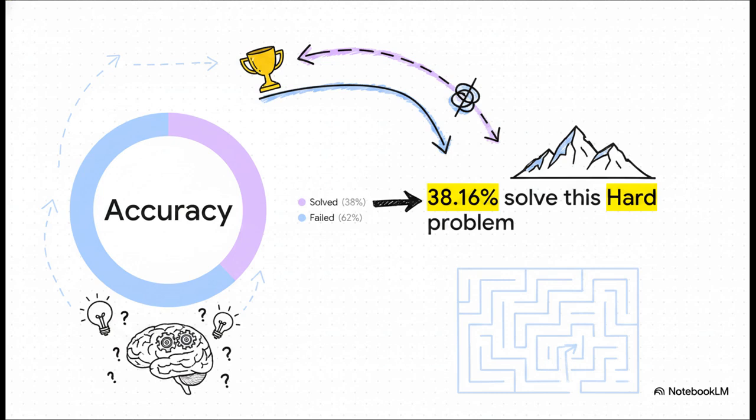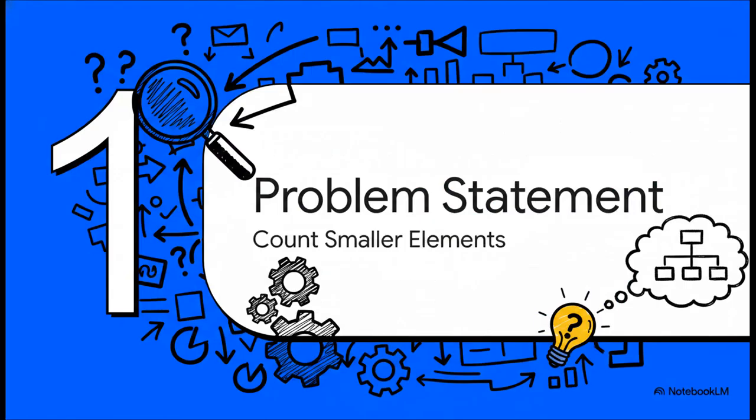38.16%. That is the actual accuracy rate for the Count Smaller Elements problem on Geeks for Geeks, which is officially rated as hard. With over 81,000 submissions, more than 6 out of 10 attempts to solve this completely fail. What does that tell us? It tells us immediately that the intuitive, easy answer is a trap. The stakes are high here, and to be in that successful 38%, we need to think differently right from the starting line. Section 1, the hard problem statement.